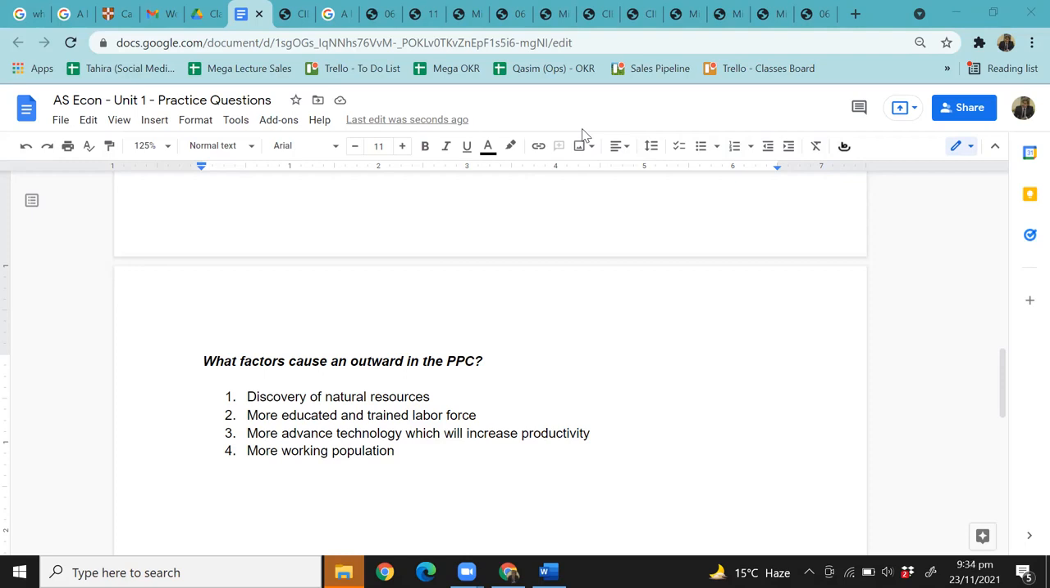Obviously, high birth rates help because if you have a young population like Pakistan, India and China, not China now, but India and Pakistan, then you have more people to work because there are more young people, right? Are we getting this? Students, these are all the factors that cause the PPC to shift outwards. Now we'll quickly discuss the next point.